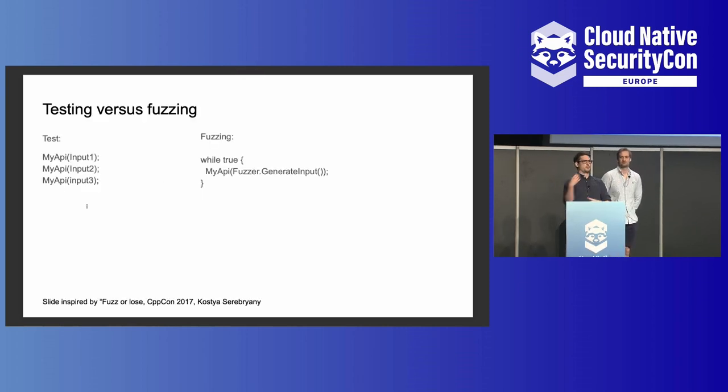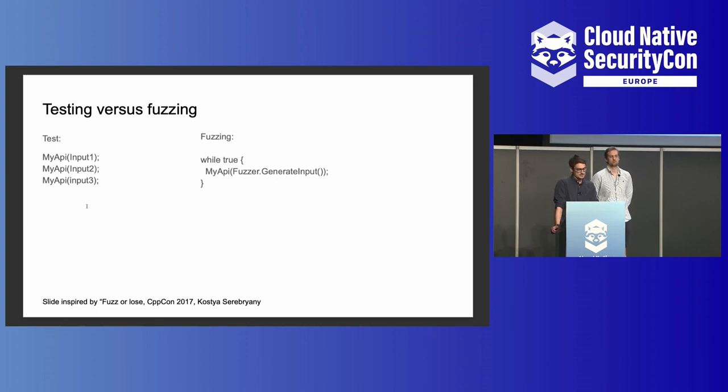So fuzzing from a high point of view is automating test case generation. It's very similar to writing tests, unit tests or integration tests, but it's a way to generalize the input that a test case uses. On the left here, you see traditional ways of testing, let's say my API. If you were to test that with various different inputs, you would have a set of lines in your code that calls my API with the different inputs.